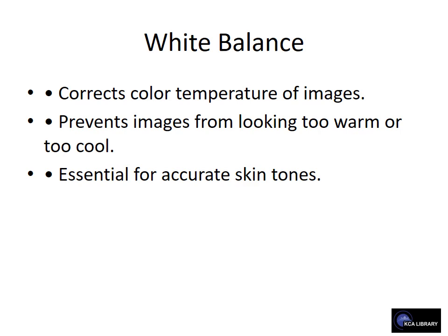Human eyes automatically adjust for different light colors, but cameras record the exact color of the light. So white balance ensures that white objects look white, even under lights that cast different colors or different hues. You can set your white balance manually. You can use presets for different conditions, like daylight. You can use auto white balance, and you can adjust it with a custom setting.